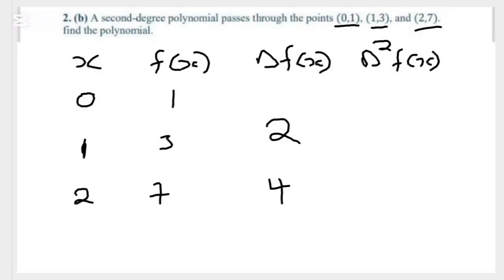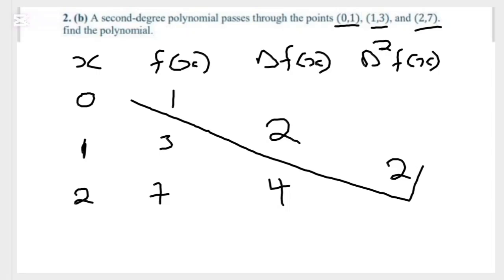Then come to d square f of x. This 4 minus 2 will give you 2. So insert your 2 here. The next thing, as you can see, we have something like this. So I'm going to use this.